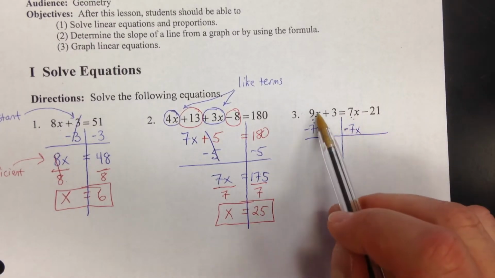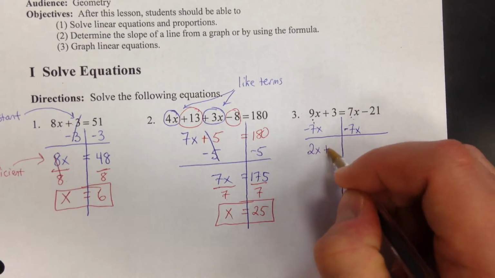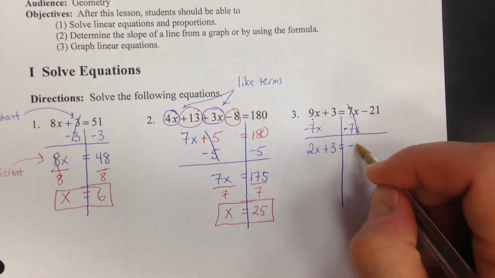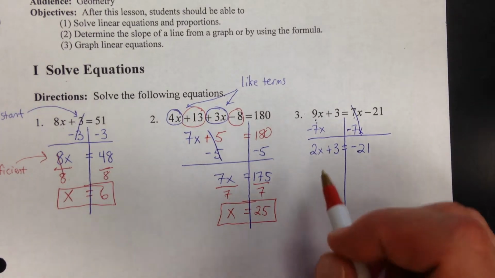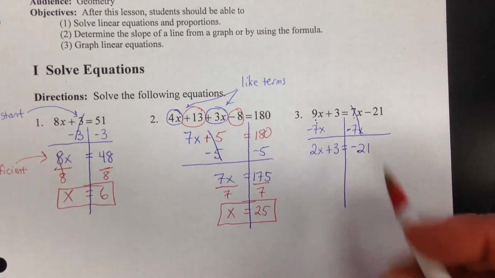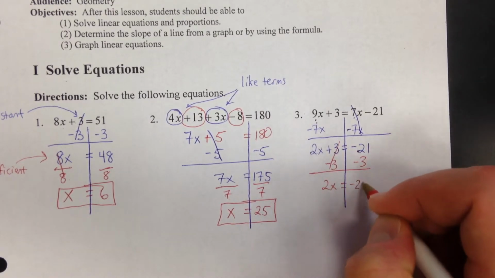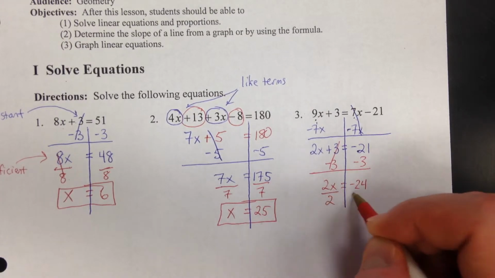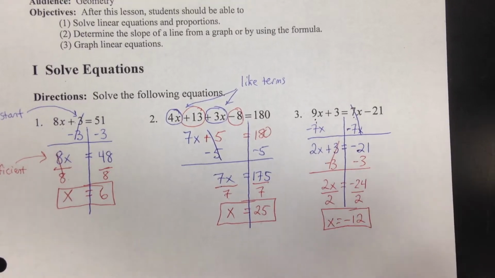Notice how I line these up. I line my x's up. 9 minus 7 is 2x, plus 3, I just bring that down, equals, that's 0, minus 21, or negative 21. All right, next step. Now this is just like the problems we did in number 1 and number 2. Let's move the constant, so we'll go minus 3, minus 3. We get 2x is equal to negative 24. That's 2 times x, so to undo that, let's divide by 2, and we get x is equal to negative 12. Now there's my answer.